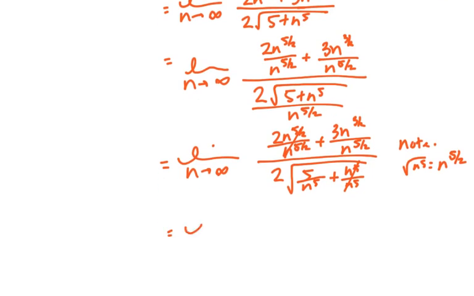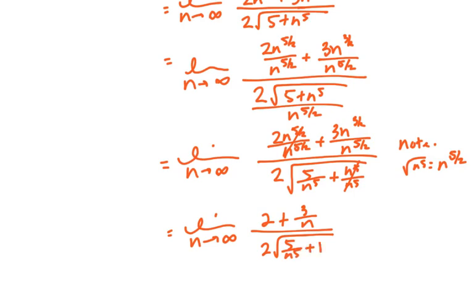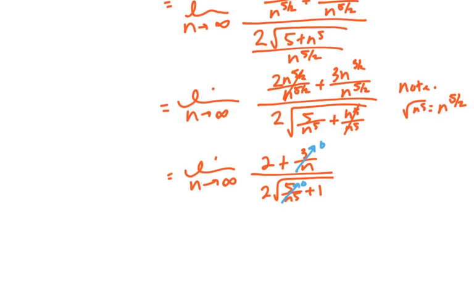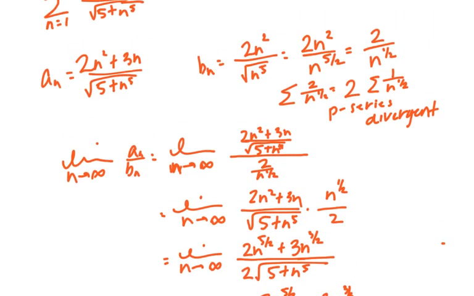So we have the limit as n approaches infinity of 2 plus 3 over n, and on the bottom, 2 times the square root of 5 over n to the 5th plus 1. Now, when you plug in infinity, 3 over infinity goes to 0, and 5 over n to the 5th goes to 0. So we have 2 over 2 square root of 1, which is 1. And 1 is greater than 0, it's positive. So we know that Bn is divergent from here.